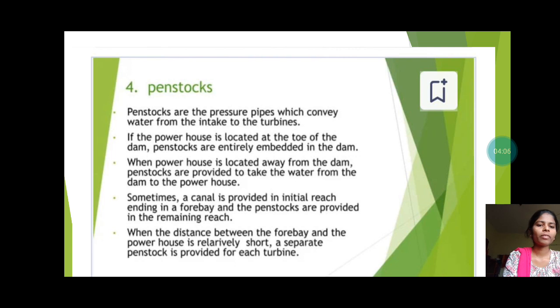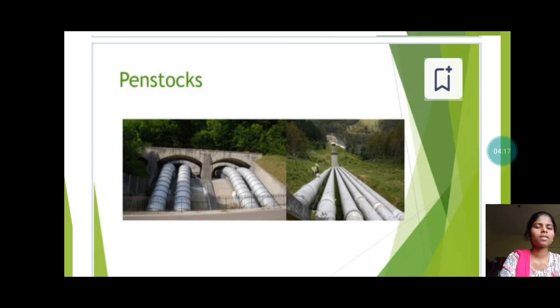When the distance between the forebay and the powerhouse is relatively short, a separate penstock is provided for each turbine. This is the diagrammatic representation of penstocks.